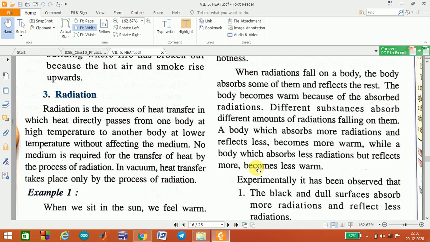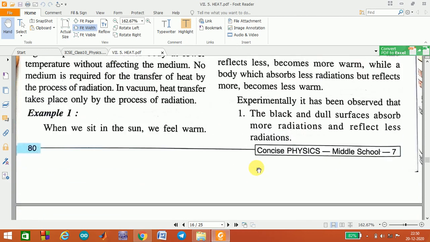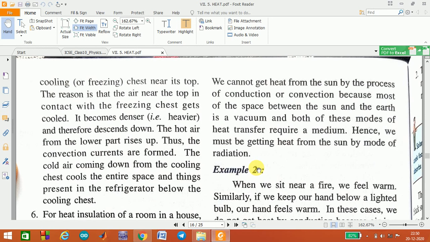In vacuum, heat transfer takes place only by the process of radiation. A good example is that when we sit in the sun, we feel warm. We cannot get heat from the sun by the process of conduction or convection, but most of the space between the sun and the earth is a vacuum. Both those modes require a medium for heat transfer, but we are getting heat from the sun. Hence we must be getting the heat from the sun by the process of radiation only.